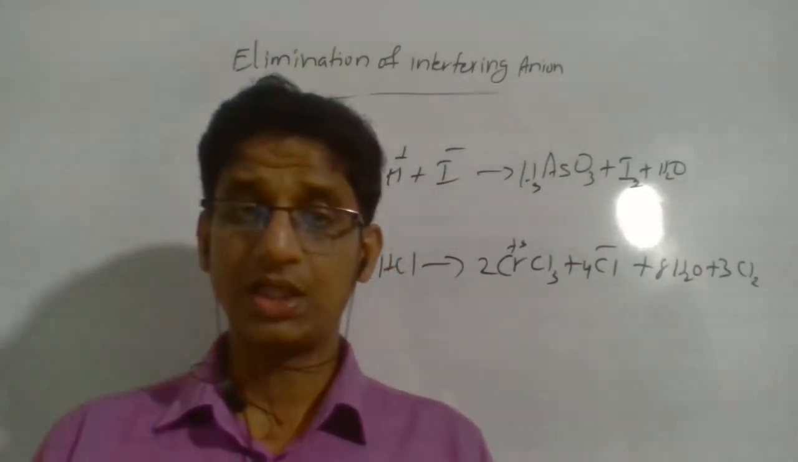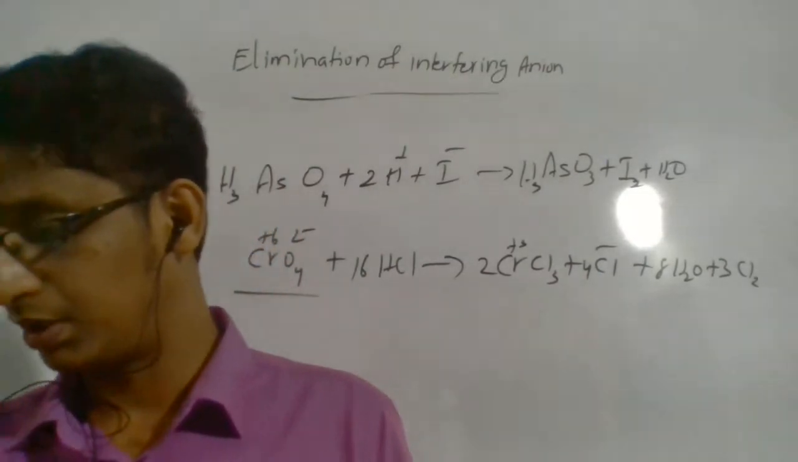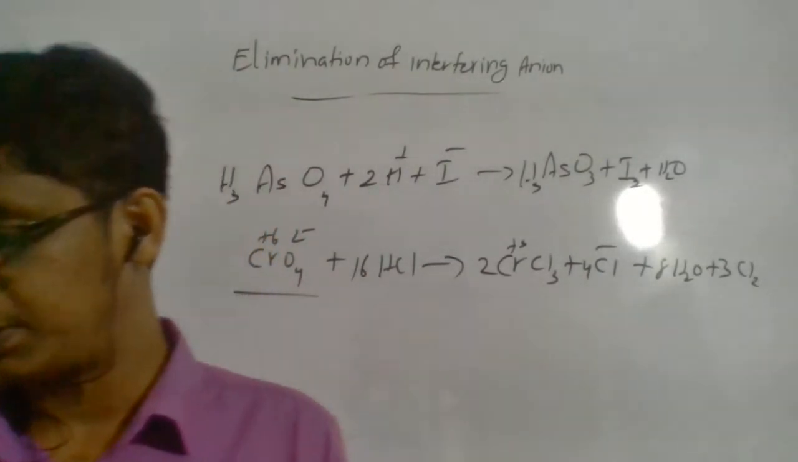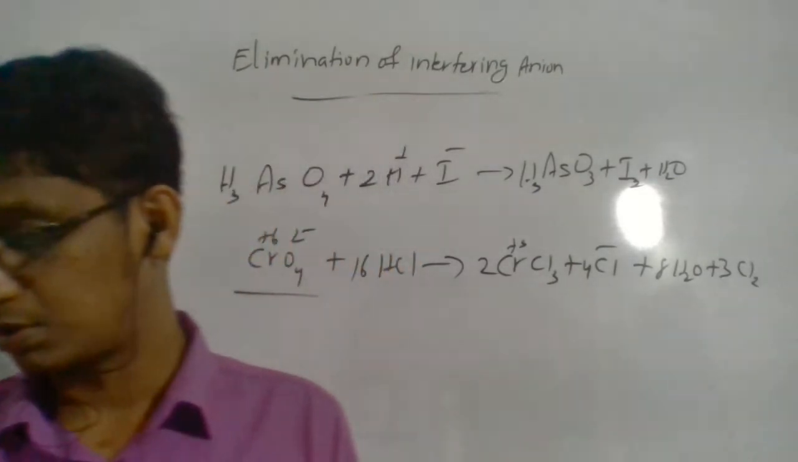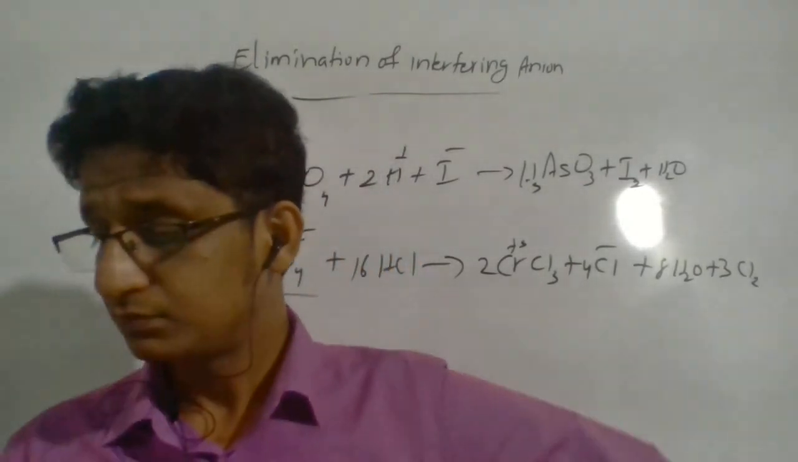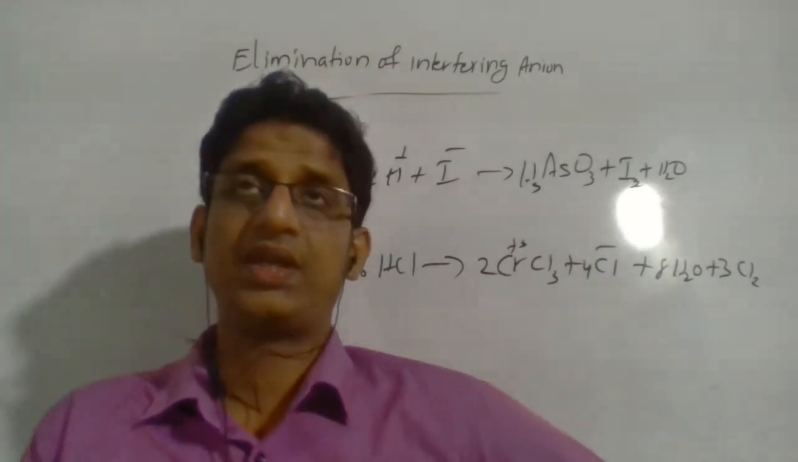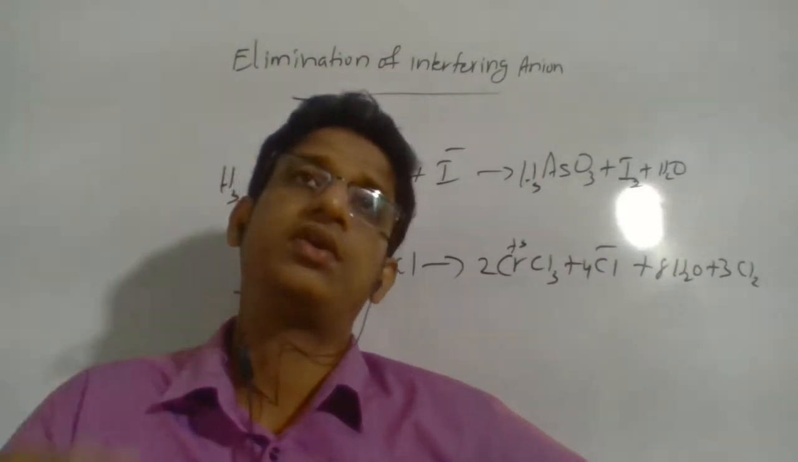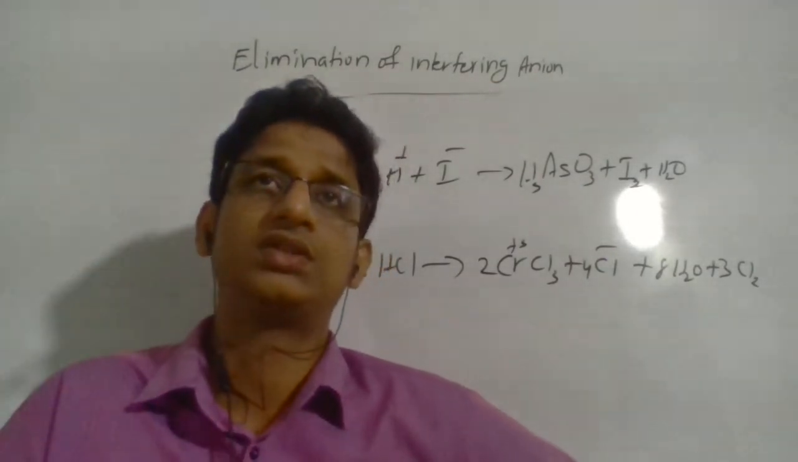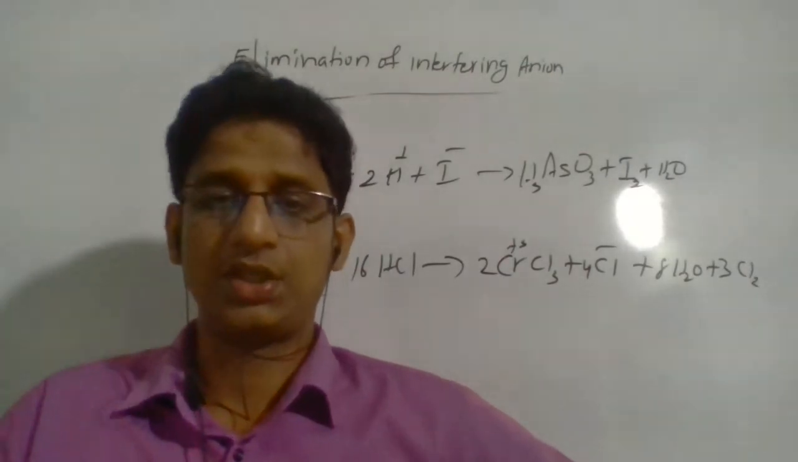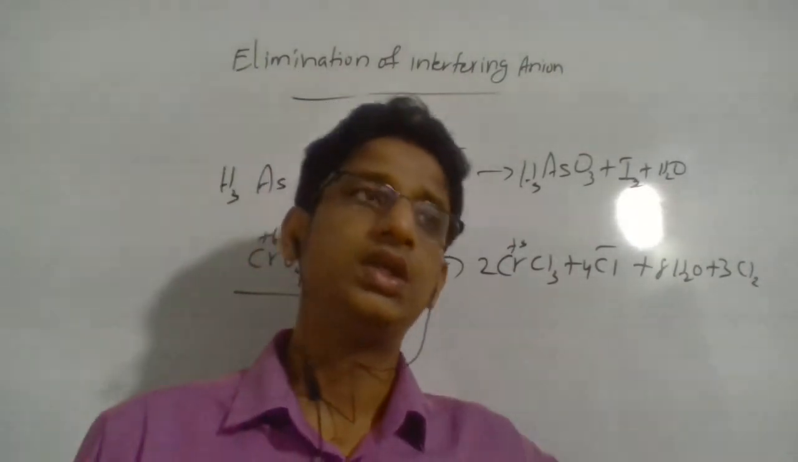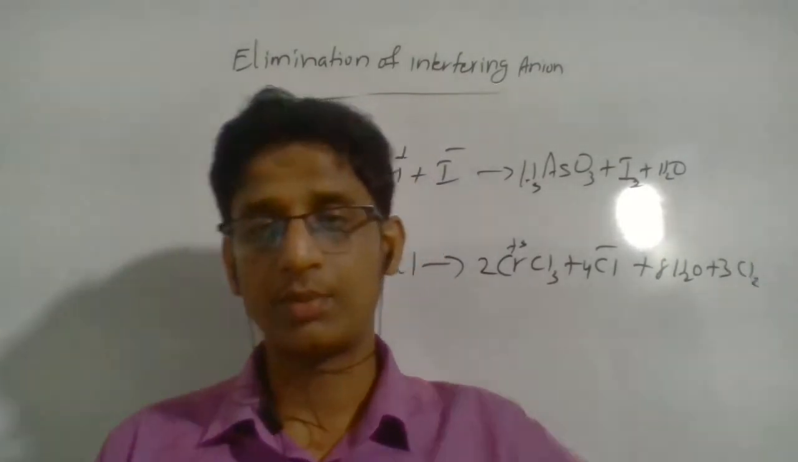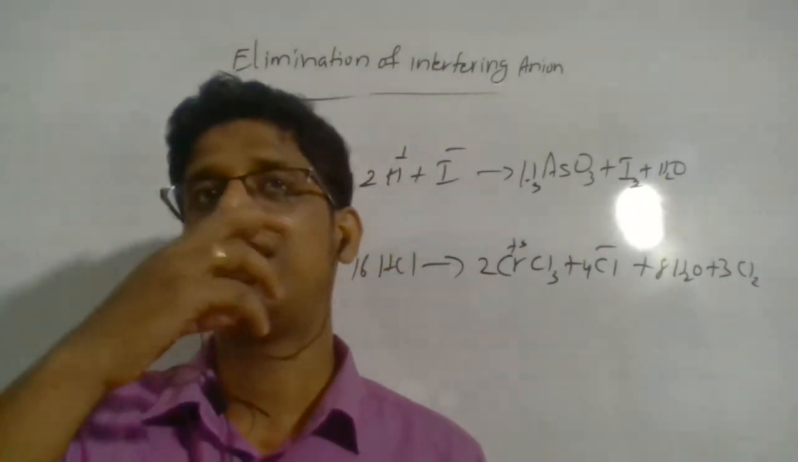So next we can think about oxalate. Oxalate is very important, that needs to be eliminated. So the best way you can eliminate oxalate is by heating. You take a china dish, you take the mixture, you heat it continuously for nearly 20 minutes. If you heat it strongly, all the oxalate will convert into either carbon dioxide or carbon monoxide. So that's the way you can eliminate oxalate.